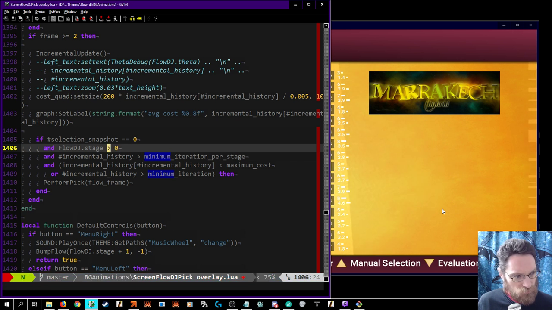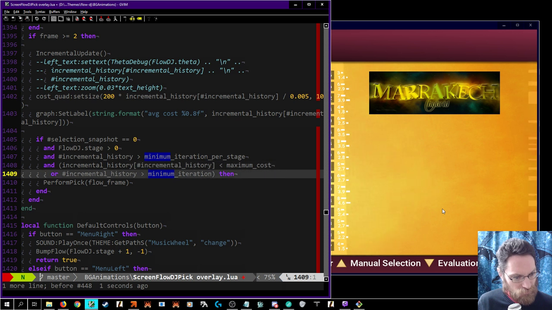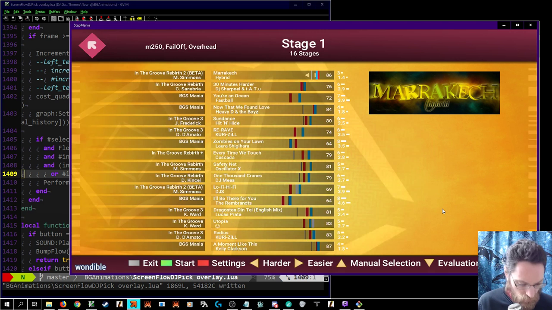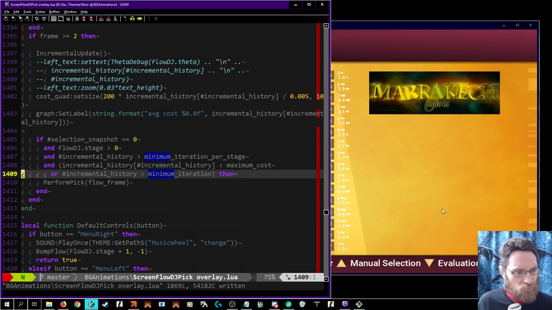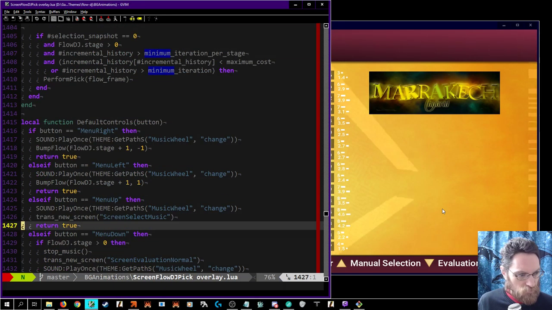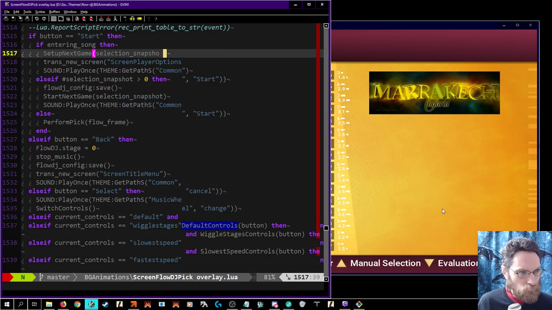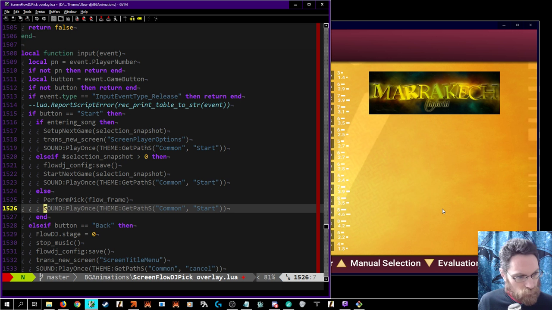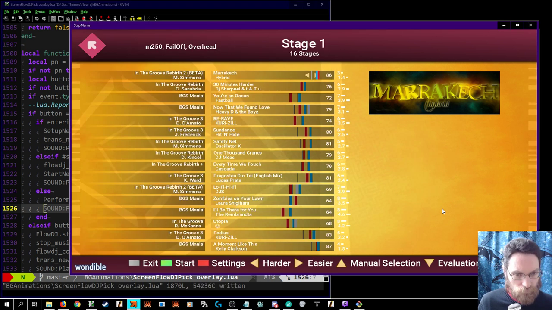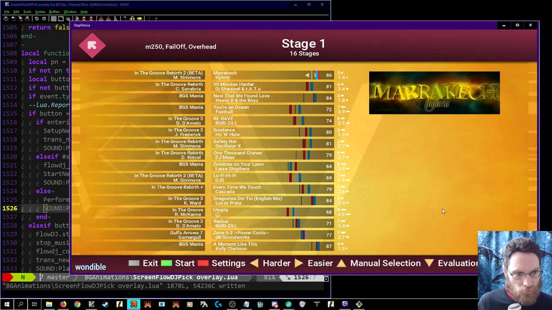Yeah, greater than zero. And I guess we can keep these for that automatic switch. We're still trying to get to these conditions. But any time you can interrupt it. Oh, we need a sound effect there. Default controls. We can interrupt that to pick right away.